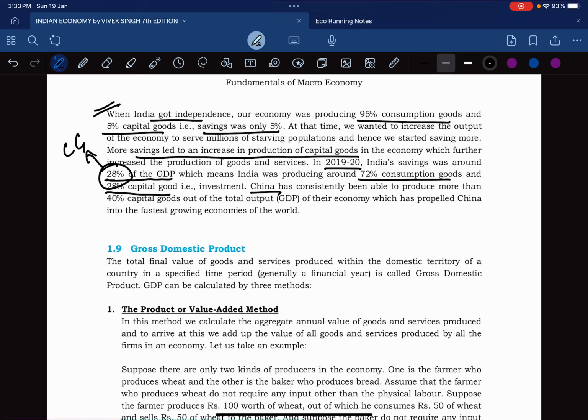And we can see here that China has been consistently producing more than 40% capital goods out of their total output. So we need to improve our savings so that we can produce more capital goods and invest them in our economy, right?